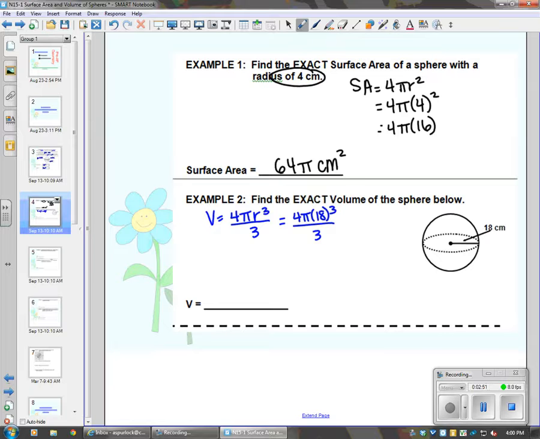We can type that in the calculator, and you would get 4 pi times 5,832 divided by 3, and you get 7,776 pi. Our units are centimeters, so we would put centimeters cubed on this problem. If you'll notice on these two problems, we've said exact volume and exact surface area. Keep in mind that means you leave this in terms of pi. You do not round your answer.